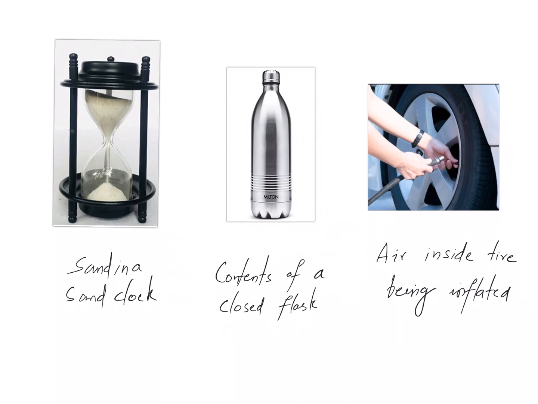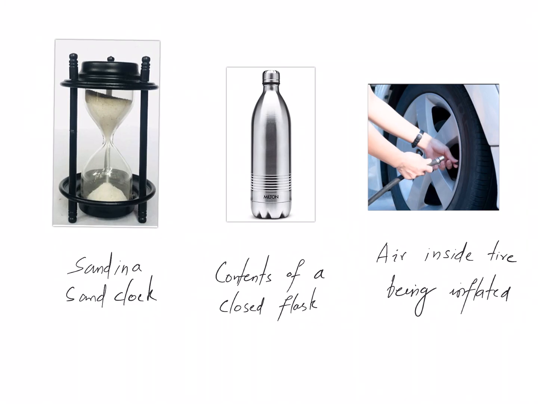So the first example is sand in a sand clock. It is clearly a system because the mass remains constant. Now coming to contents in a closed flask, this will also fall under the category of a system because the mass remains constant. Now coming to the very interesting example, the third: air inside a tire being inflated. Which category does this example fall into?